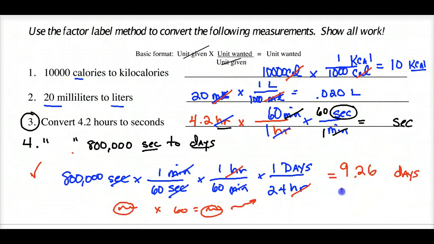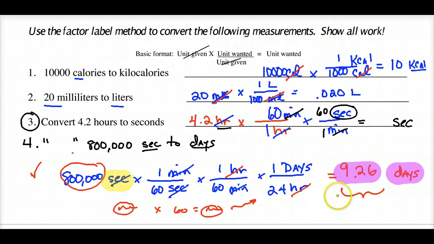We're going to get into how we round in other lessons. Right now, just give me the raw answer. So 800,000 divided by 60. Take that answer, divide by 60. I'm not rewriting it. Then divide by 24, and we get 9.26 days. And it kind of makes sense, right? A big number with a smaller unit becomes a smaller number with a bigger unit. Okay? So that's what we're going after.